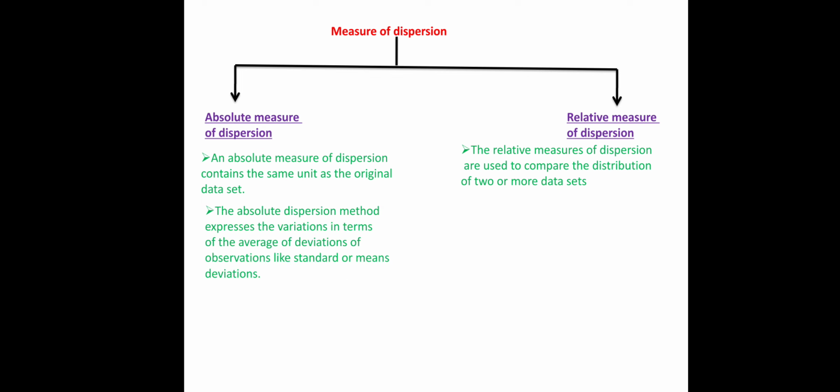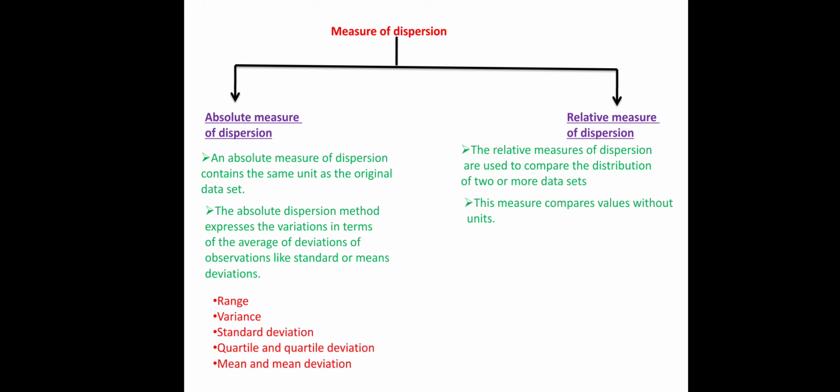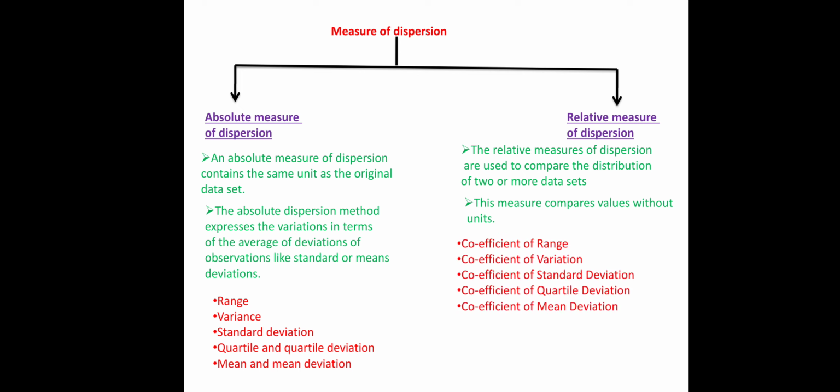The absolute dispersion method expresses the variation in terms of average deviation of observations, like standard or mean deviation, but the relative measure compares values without units. Now we have got a few types of absolute measure of dispersion, such as range, variance, standard deviation, quartile deviation, and mean deviation. Similarly, for relative measure of dispersion, the types are coefficient of range, coefficient of variation, coefficient of standard deviation, coefficient of quartile deviation, and coefficient of mean deviation.